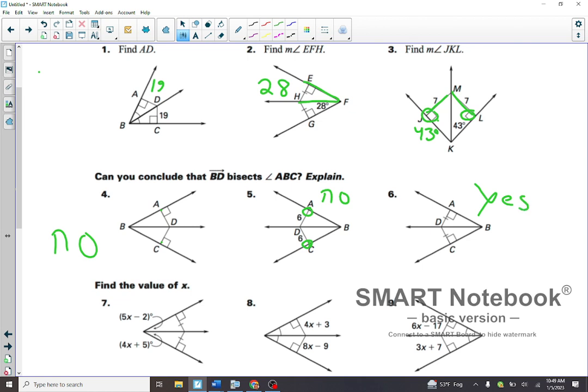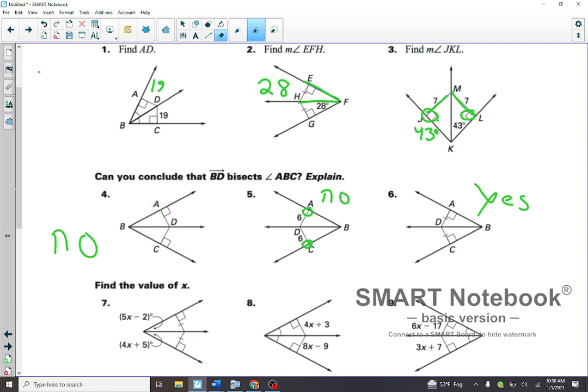Wait, why is 4 no? Because there's no tick marks? No tick marks nor angles. So if it had this, that'd be good enough. If it had this, that would also be good enough. It needs right angles and one matching, whether matching lines or matching angles.